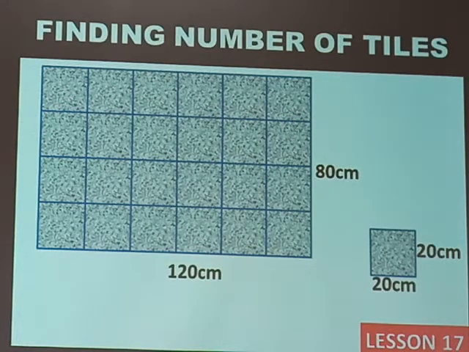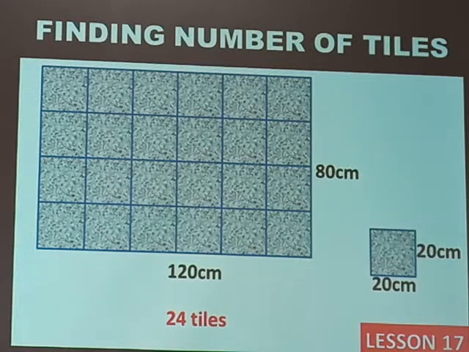We have got 24 tiles that have covered our whole room. Now remember, when we divided 120 centimeters by 20, we got 6. 80 divided by 20, we got 4. If we simply multiply 6 times 4, it will also give us 24 tiles, which have covered our room.